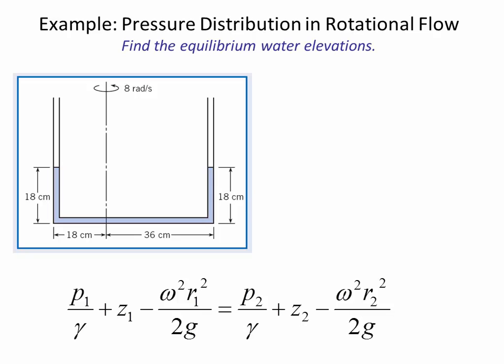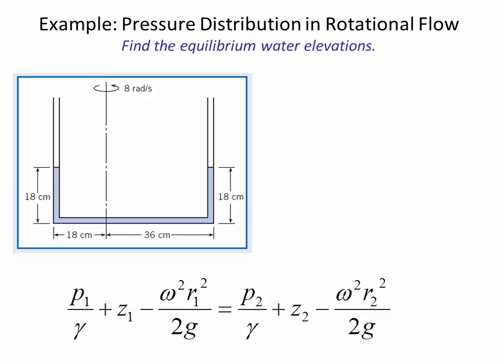Now there's only one unknown in the equation. Everything else besides Z2 is given. So we can solve for Z2. Z2 is omega squared divided by 2g times R1 squared minus R2 squared, minus 0.36, divided by -2. So that's my expression for Z2. Let me continue that over here with the substitutions.